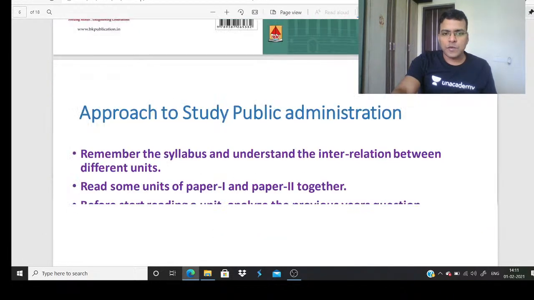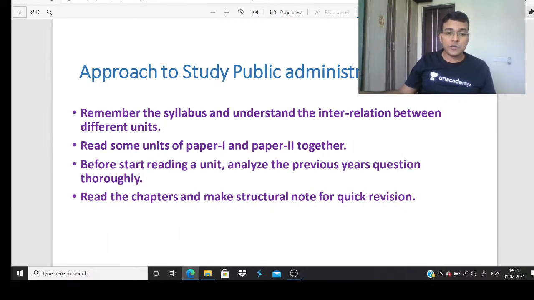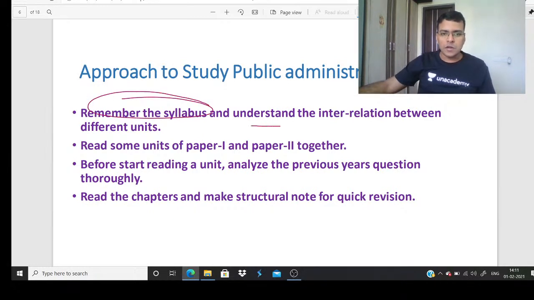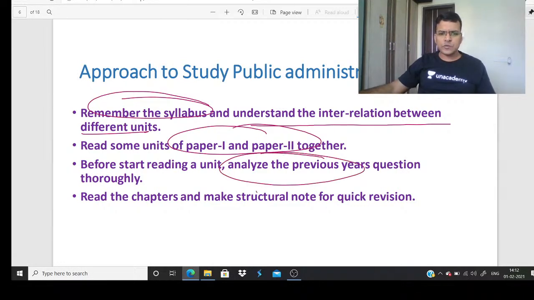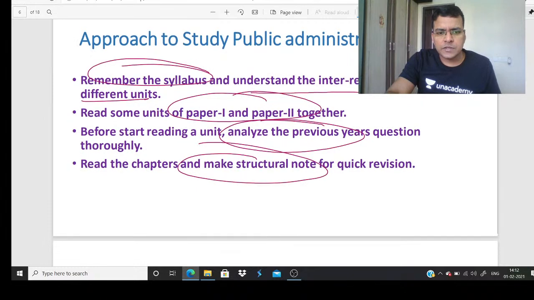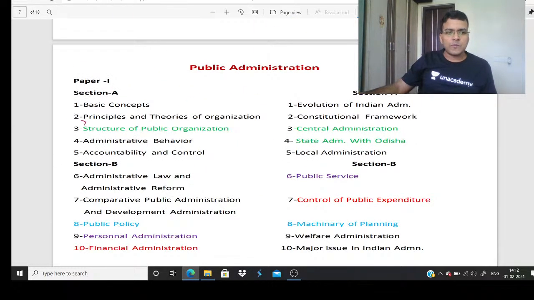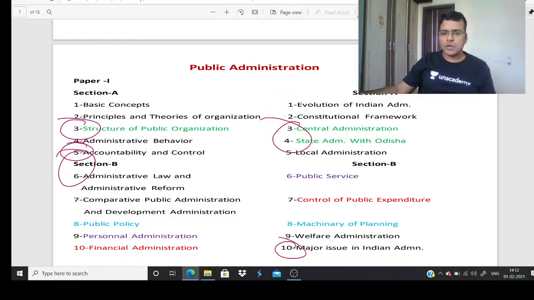One book is sufficient for all factual information, and if you start reading public administration for the first time, you must remember the syllabus to understand the interrelation between different units. Some units of paper 1 and paper 2 should be read together. Analyze previous year questions and make structural notes. These are some basic things you need to do, and these are some units. Unit 3 read with paper 2, units 3 and 4. Accountability, control, administrative law, reform. It is again useful in major issues in Indian administration. Public policy, machinery of planning, personnel administration, public service, financial control.